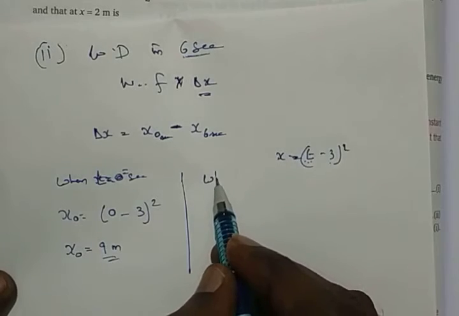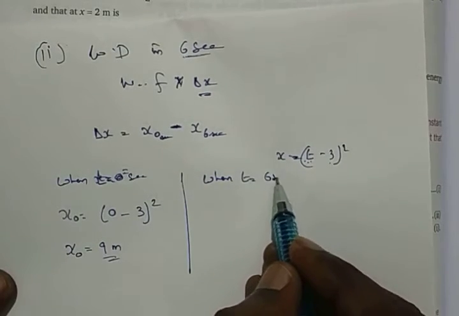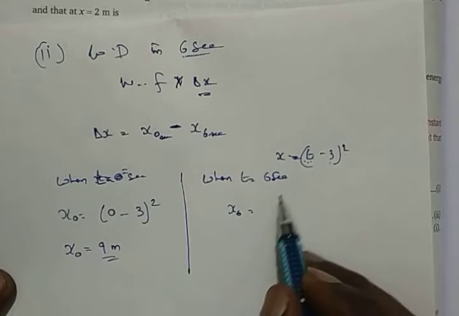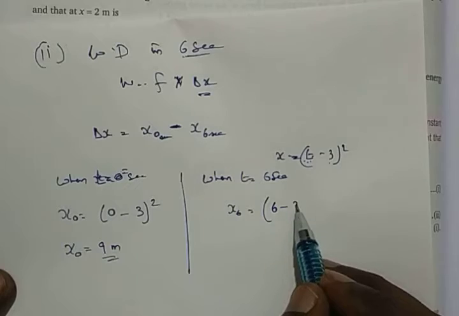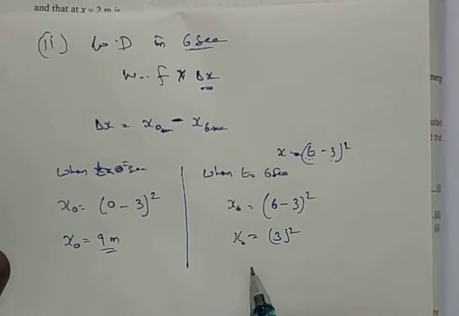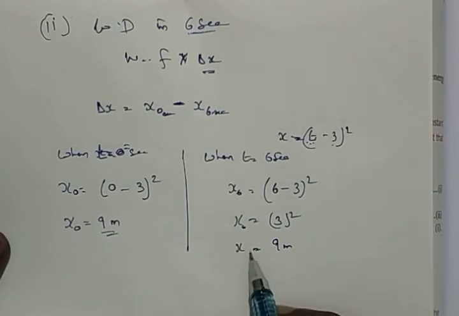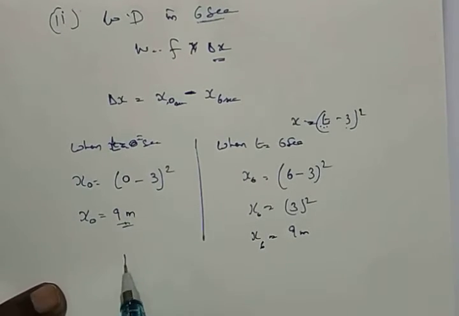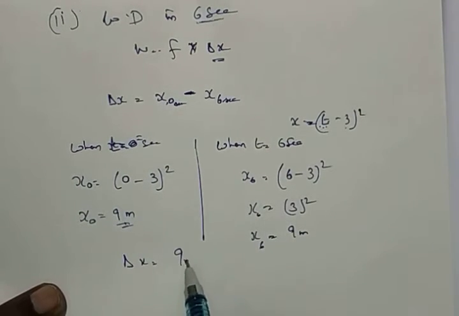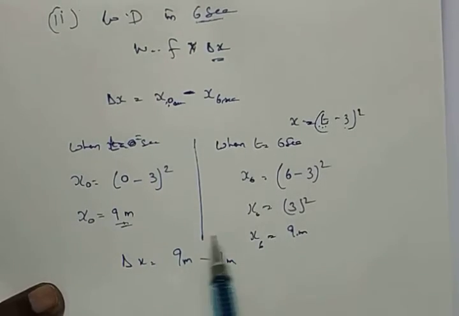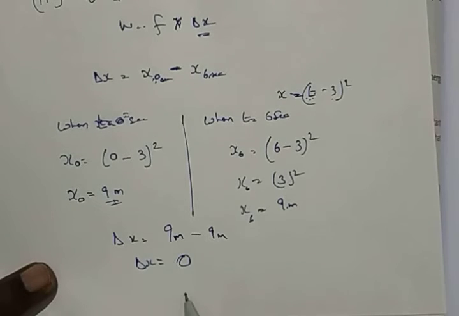Next, when t is equal to 6 seconds, what is x6? It becomes 6 minus 3 the whole square. 6 minus 3 is 3, square. So it will also be 9 meters. Now what is delta x going to be equal to? 9 meters minus 9 meters, because this is also 9 meters. So the delta x is 0. The displacement is 0.